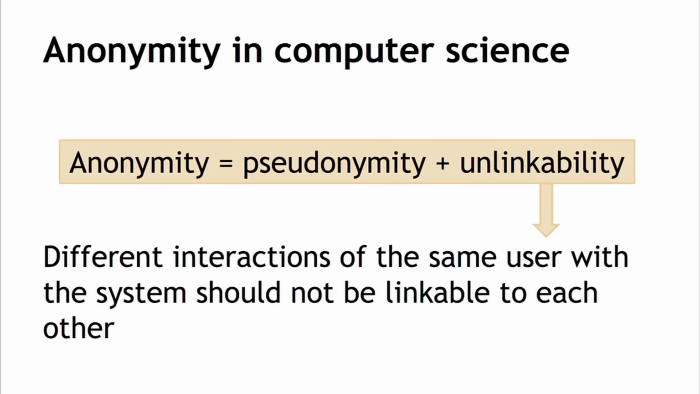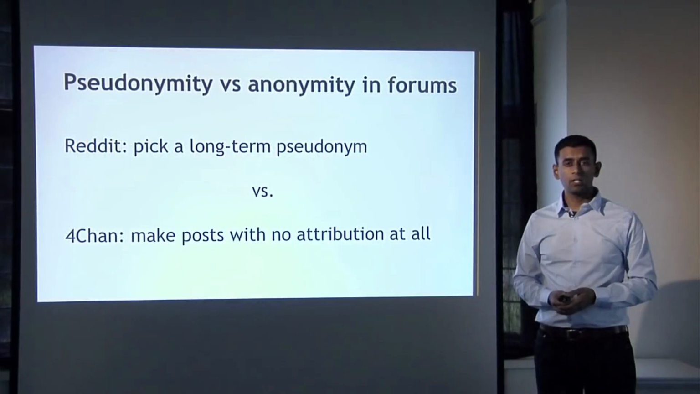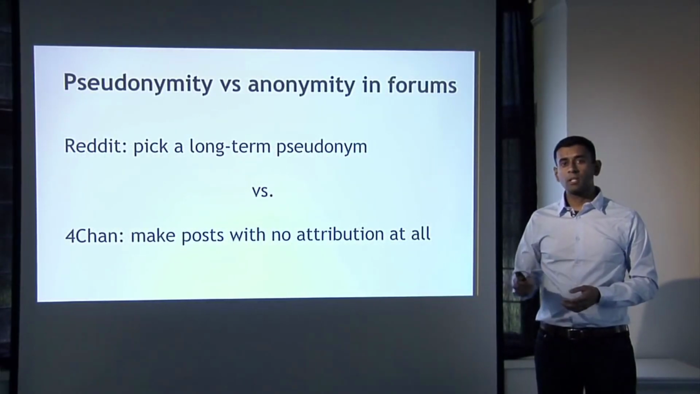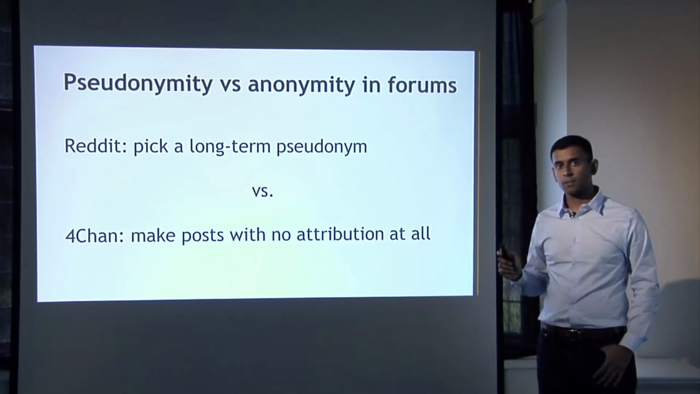And again here, the distinction between a mere pseudonymous interaction and anonymous interaction comes up in different forums. Reddit is a good example of a forum where you pick a long-term pseudonym and interact over a period of time with that pseudonym. You could create different pseudonyms, but it's going to be practically infeasible to create a new pseudonym every single time you want to post a comment, and it's not even very meaningful. So Reddit offers pseudonymous interaction.